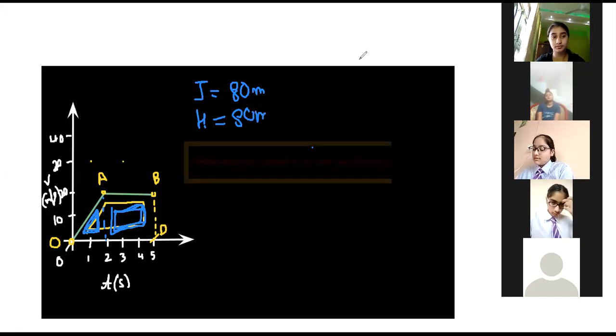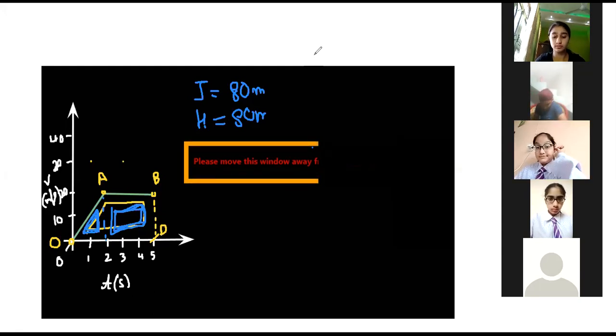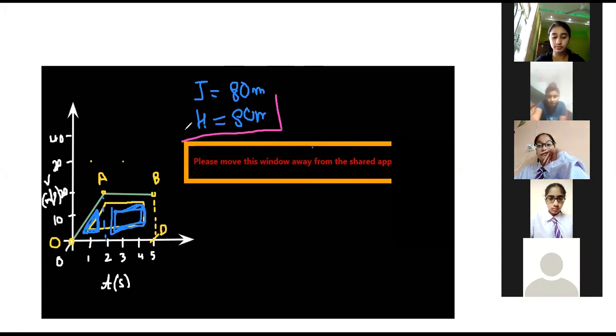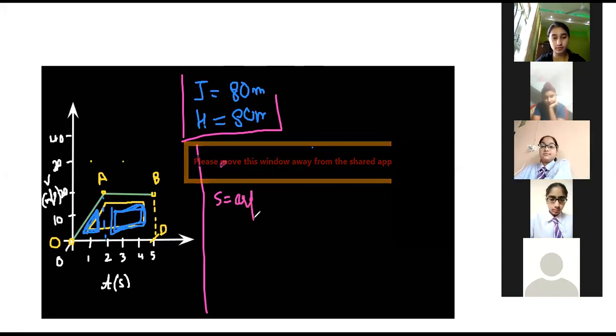If anybody has not understood, I'm going to do it onto the screen. Kindly have your eyes over here. Okay, for finding the displacement, as I told you, we have to find out the area. So we get a kind of trapezium. So we can write here that displacement is equal to area of trapezium.